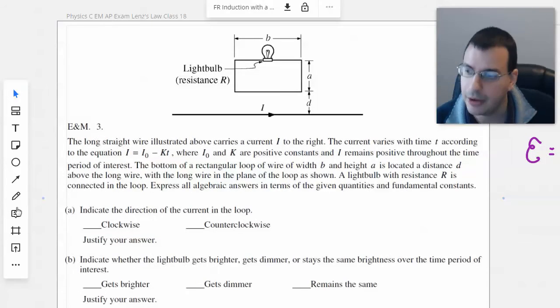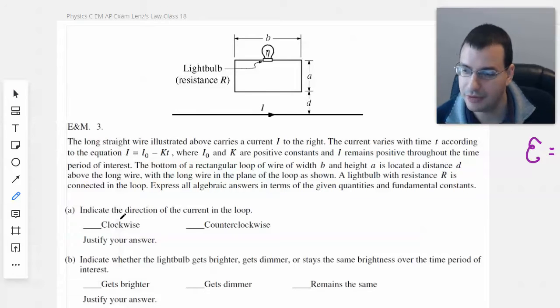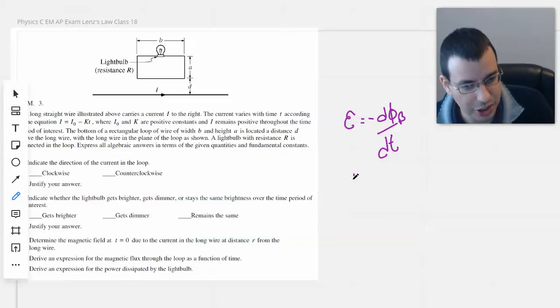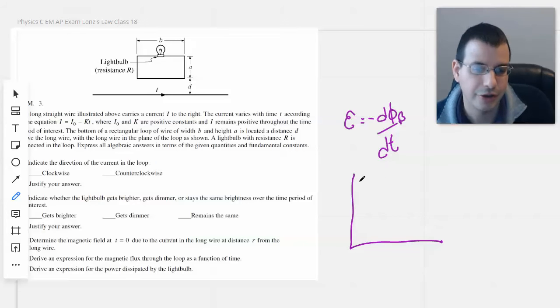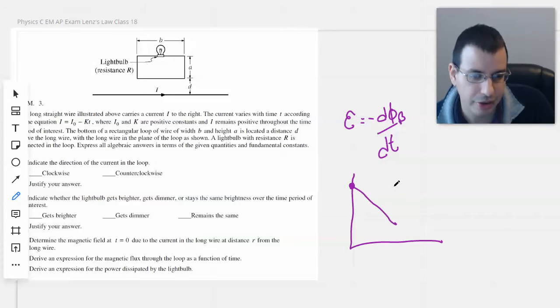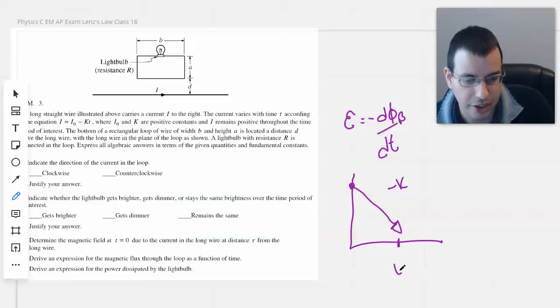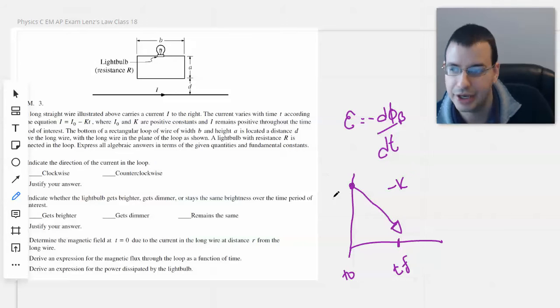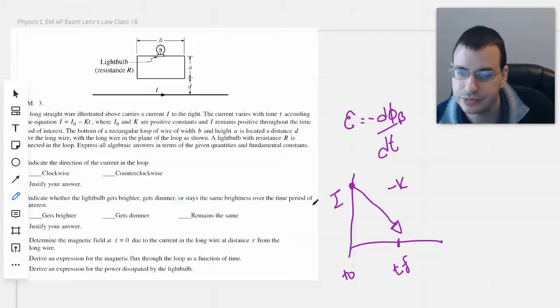Okay, so I'm going to draw a quick graph here. You don't have to draw this graph, but you should mentally draw it. So you have something where you start up high, you go down, has a slope of negative k, and it never quite reaches 0. So here's time initial, time final, and here is current.